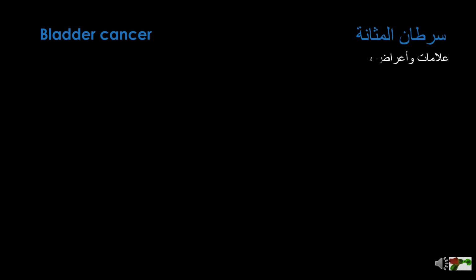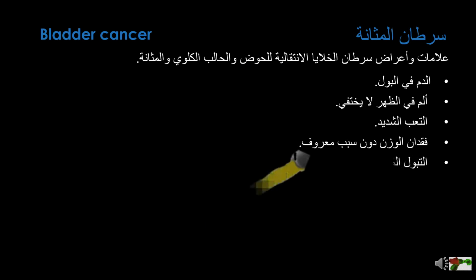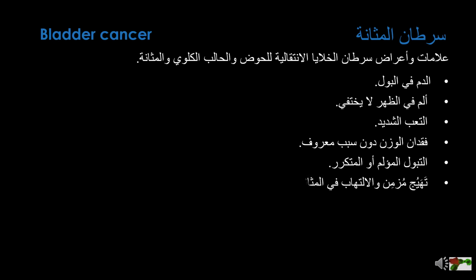Signs and symptoms of transitional cell cancer of the renal pelvis and ureter: blood in the urine, a pain in the back that doesn't go away, extreme tiredness, weight loss with no known reason, painful or frequent urination, chronic irritation and inflammation in the bladder. Transitional cell cancer of the renal pelvis and ureter is a disease in which malignant cancer cells form in the renal pelvis and ureter.